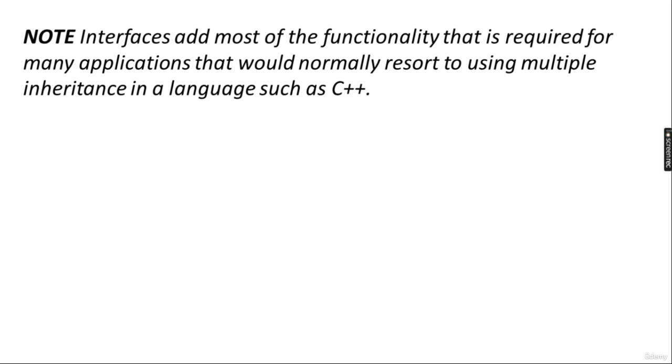For example, the show method is present in class A. The show method is also present in class B. And class C is inheriting both class A and class B. So the compiler will get confused: which show method should I use, from class A or class B? So interfaces are designed to overcome this problem, so that in Java it will be possible to implement multiple inheritance also, and this type of conflict will not occur at the same time. So interfaces add most of the functionality.